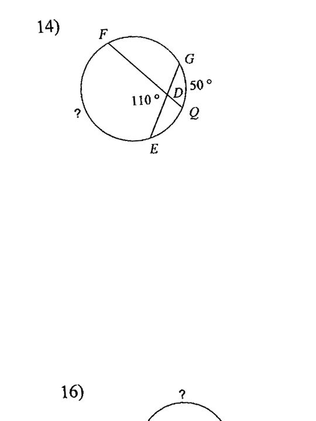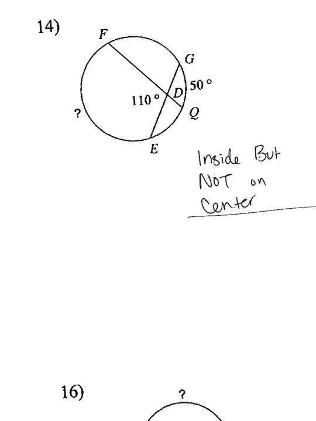Here I have the angle inside, but not on center. So we have to do the whole angle equals big plus little divided by 2. So here's the angle it's given us, I have this arc and this arc. So let's fill it in.